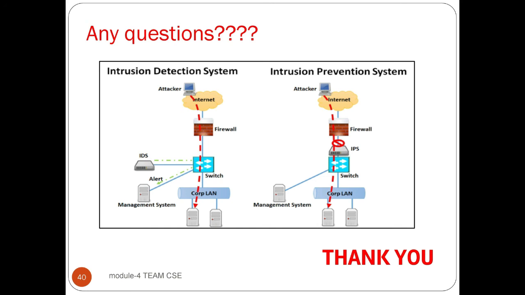This is a simple diagram where you can understand the difference between the IDS and the IPS. Here the IDS is available at the switch side. The IPS is available before the switch, in between the firewall and the switch.